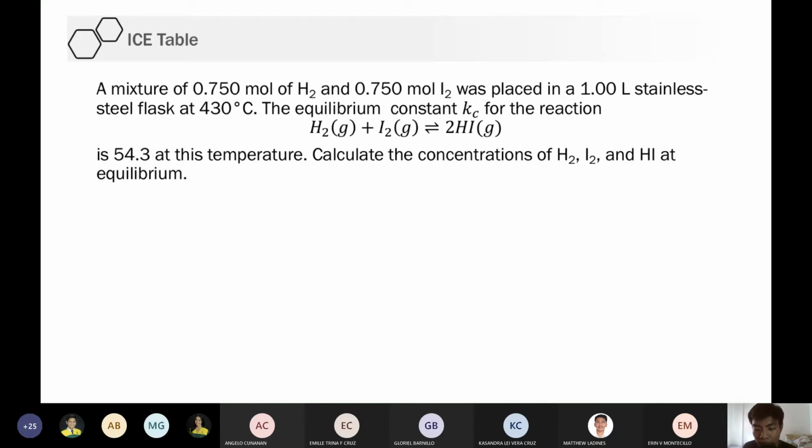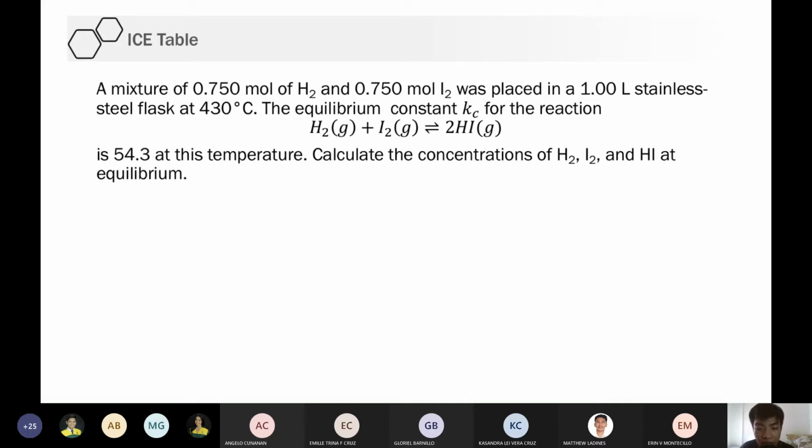A mixture of 0.75 mole of hydrogen gas and 0.75 mole of iodine gas was placed in a 1-liter stainless steel flask at 430 degrees Celsius. The equilibrium constant for the reaction given below is 54.3 at this temperature. Calculate the concentrations of H2, I2, and HI at equilibrium. Again, we are given the initial amounts of our substances, and we are asked to solve for the equilibrium concentration.